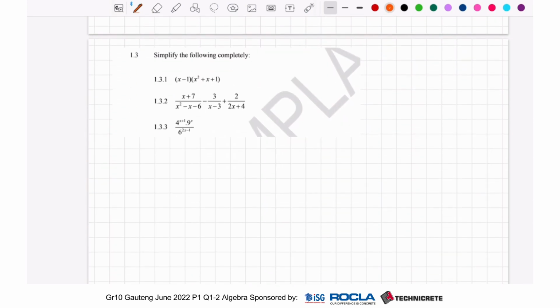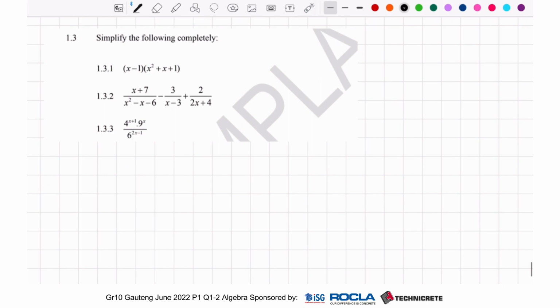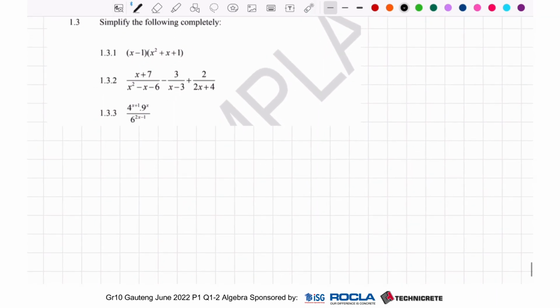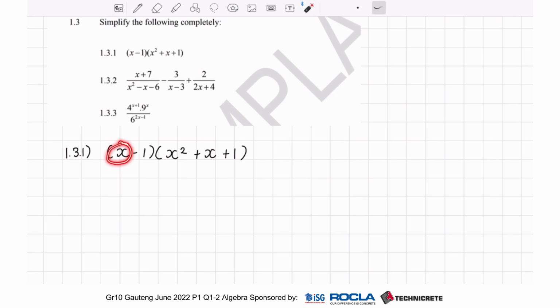Okay, the next part of question 1 is 1.3, and we're asked to simplify the following. So for this first one, 1.3.1, I have two brackets, x minus 1 and x squared plus x plus 1. So to simplify, I'm just going to multiply every term in this first bracket by every term in the second bracket. So I'm going to have x times all of these, and then I'm going to have minus 1 times all of these.